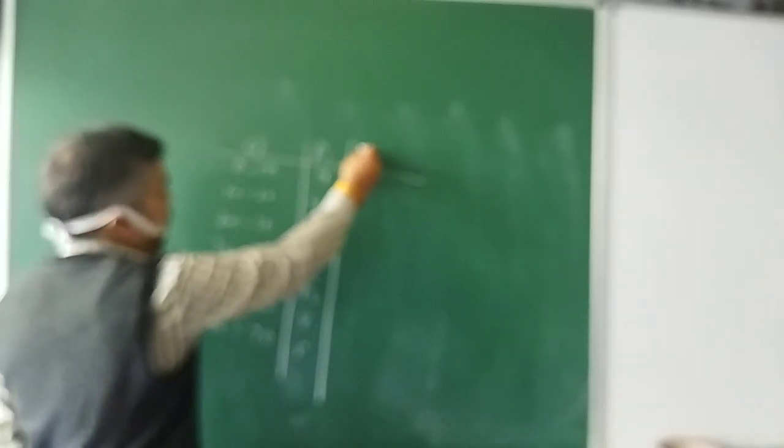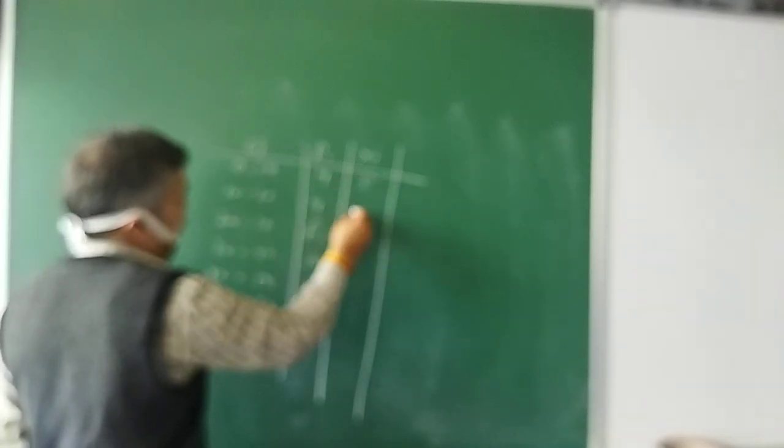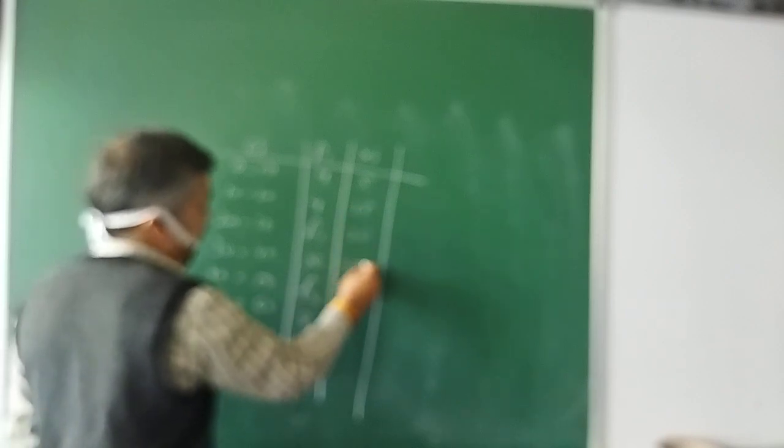So again you need to go for the class marks first. Again the size is 10: 5, plus 10 is 15, plus 10 is 25, plus 10 is 35, plus 10 is 45, plus 10 is 55, plus 10 is 65. So these will be the class marks.